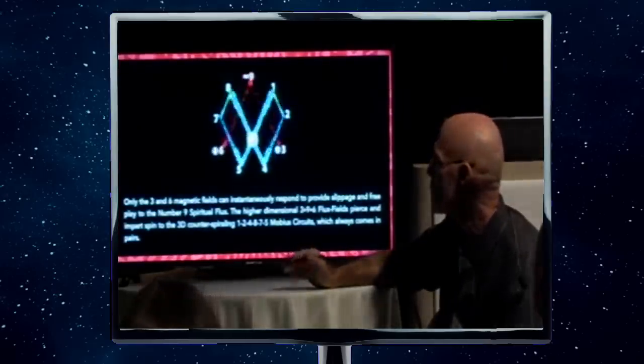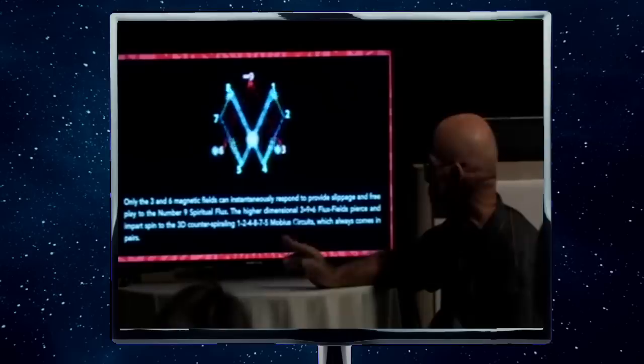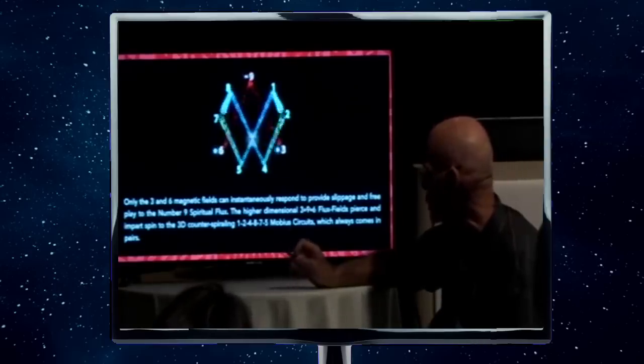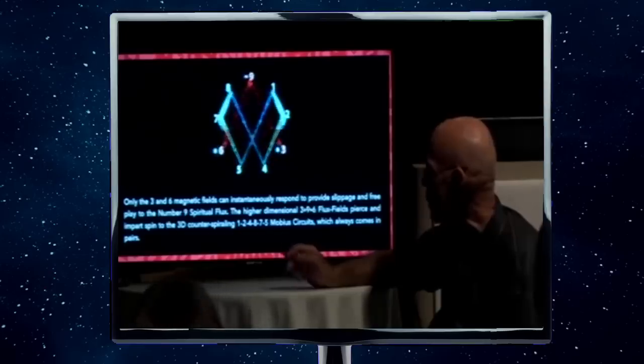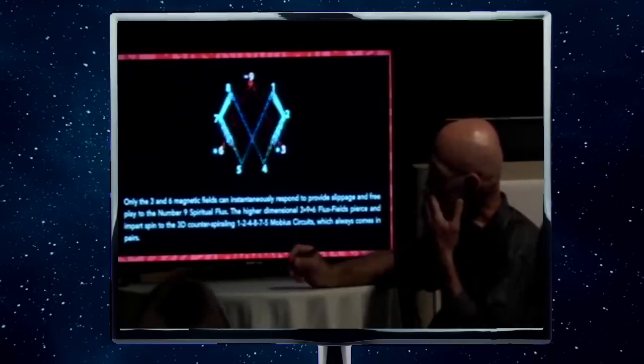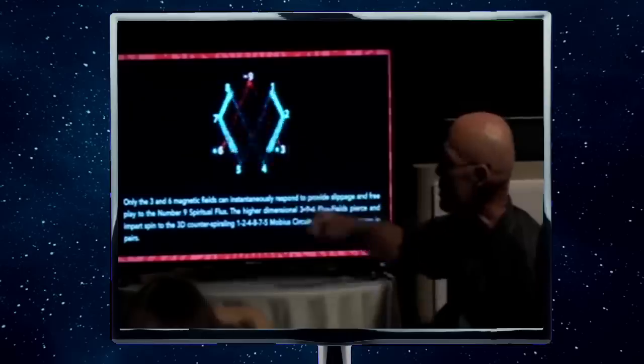Only the 3 and 6 magnetic fields can instantaneously respond to provide slippage and free play to the number 9 spiritual flux. The higher dimensional 396 flux fields pierce and impart spin to the 3D counter spiraling 1, 2, 4, 8, 7, 5 Mobius circuits, which always come in pairs. You don't see all that.